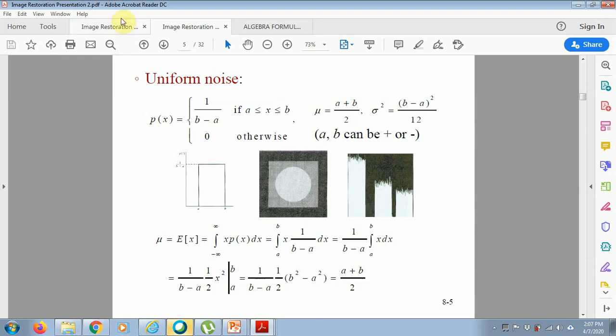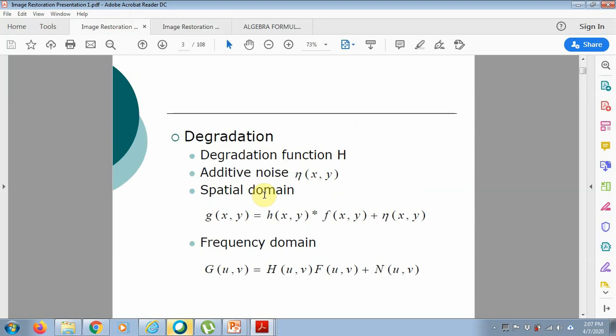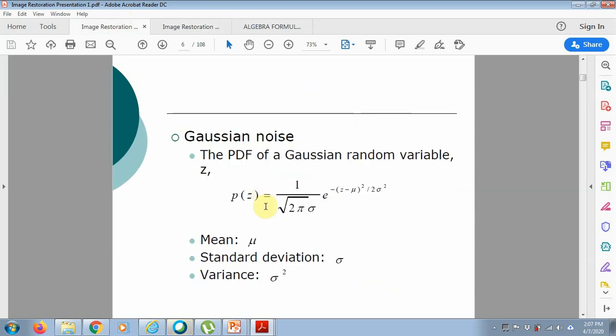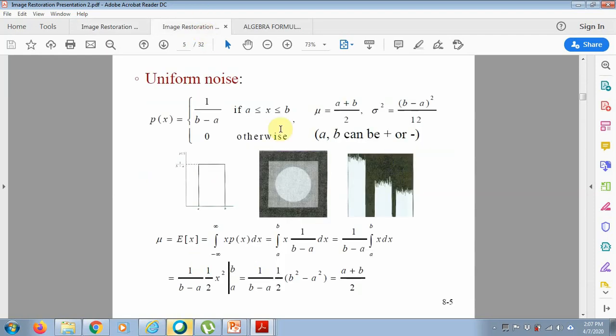Okay, now what is mu here? Your mu is nothing but the mean. Sigma is the standard deviation, and sigma square is the variance. Now we have got the mu value, that is (A plus B) by 2, the mean for this power density or power spectrum. This is nothing but the power spectrum of uniform noise.